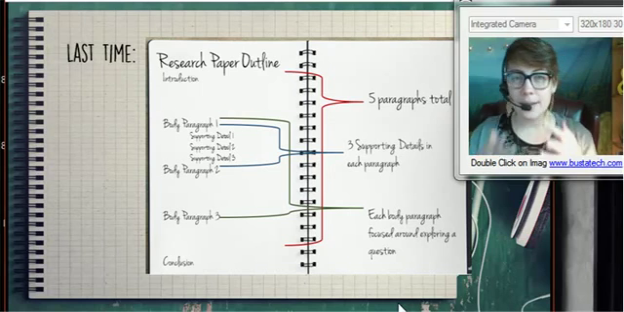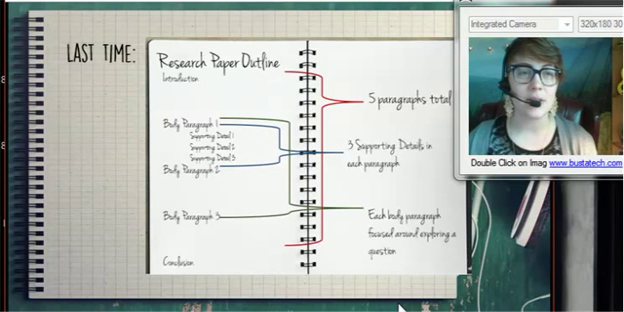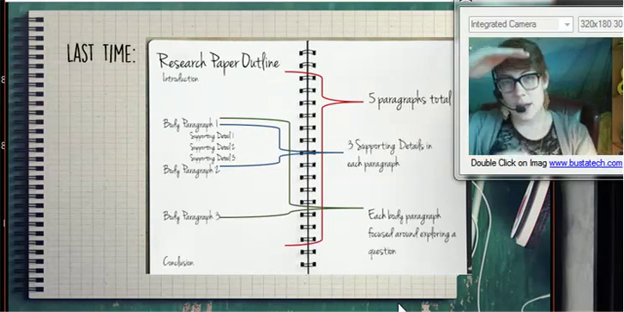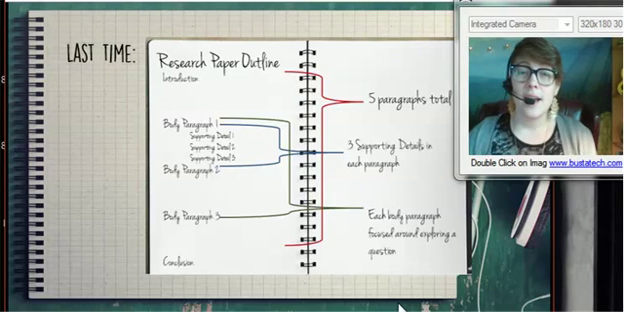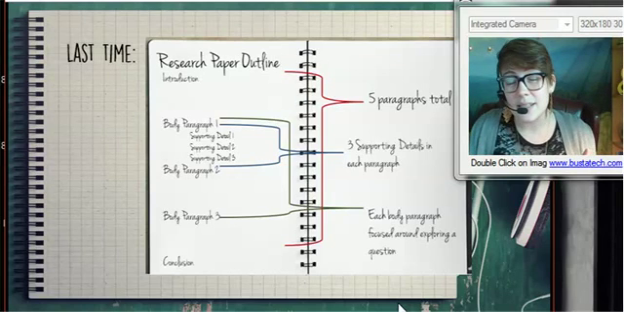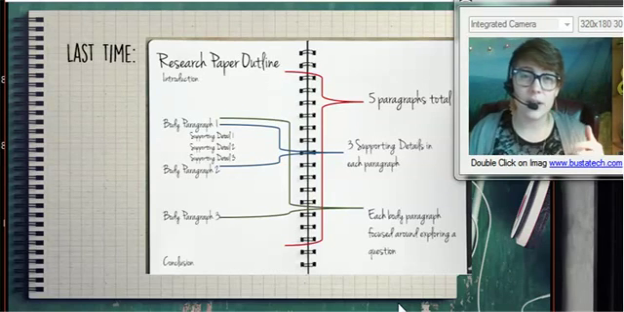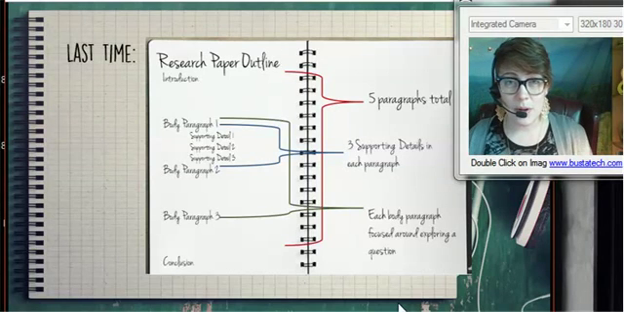Last time, we had this beautiful graphic organizer talking about what your paper is going to look like. You have your introduction, body paragraph, another body paragraph, third body paragraph, and then your conclusion. Actually, that's just a suggestion. I got a couple of questions. You can have more than 3 body paragraphs if you want.